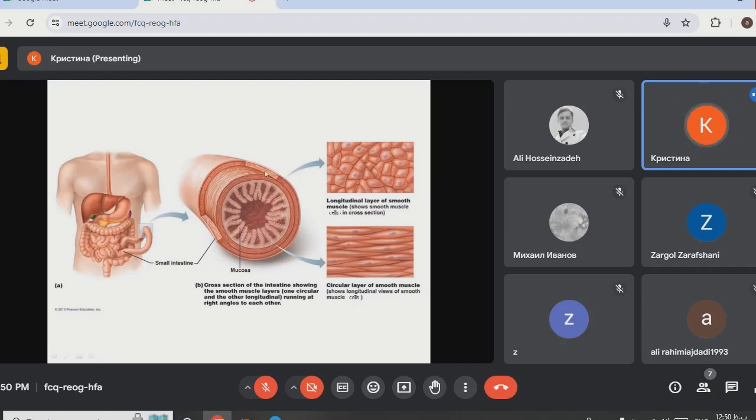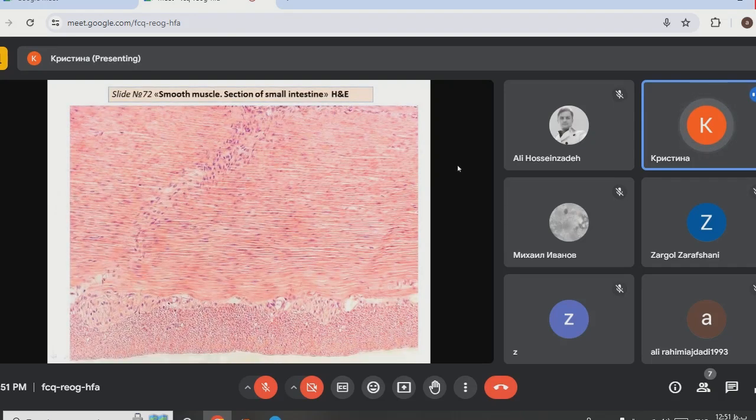So in the outer layer, the smooth muscles are oriented longitudinally. In the inner layer, smooth muscle cells are oriented concentrically, like this. It means that if we make the cross section like this, in the inner layer we will see longitudinal sections of smooth muscle cells, and in the outer layer we will see the cross sections of smooth muscle cells. This is how it looks in our histological preparation.